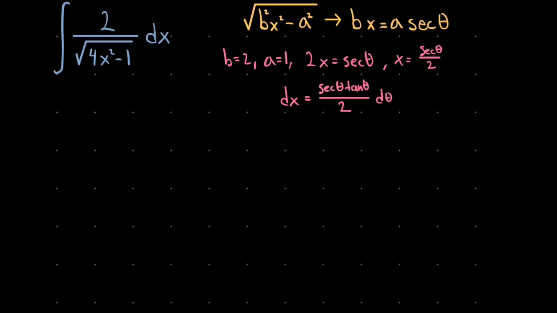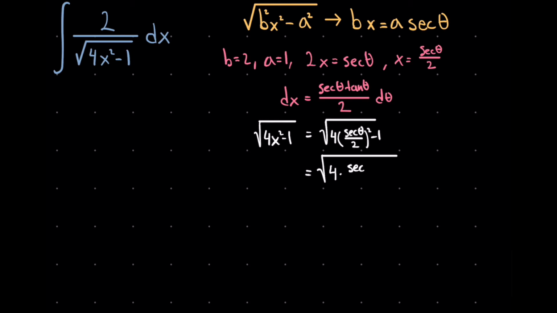So now, looking at the expression, let's try to simplify this using our substitution. We have the square root of 4x squared minus 1. And well, we know that x is secant theta over 2, so let's get that down. We have the square root of 4 times secant theta over 2 squared minus 1. Well, this is equal to 4 times secant squared theta over 2 squared. That's just 4, and then minus 1. We see that the 4s cancel out, and that's just going to leave us with the square root of secant squared theta minus 1.